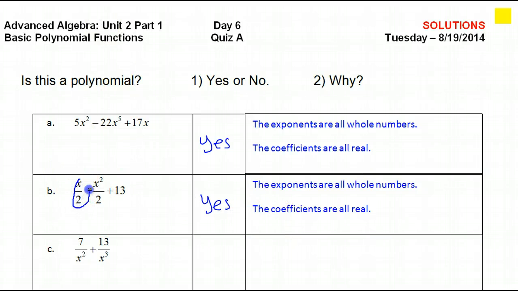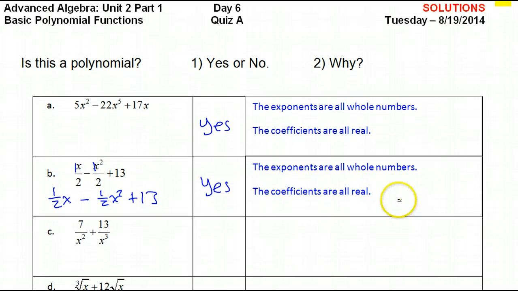For example, look at this term right here, x over 2. You could look at that as 1/2 x, because you know how there's that invisible 1 in front of everything. And same thing here, this is like having 1x squared. So you could write this as 1/2 x squared plus 13. So the coefficients are fractions, 1/2, -1/2. But fractions are still real numbers. They're rational. So that's still a yes.